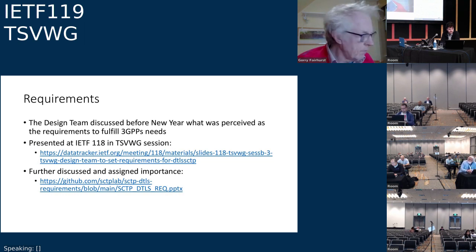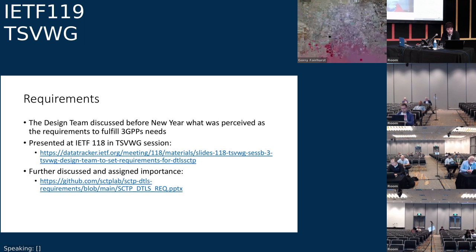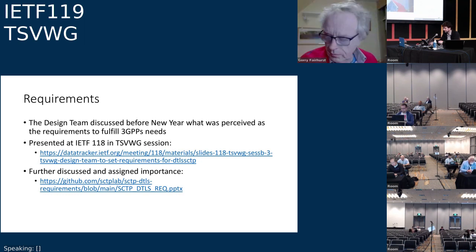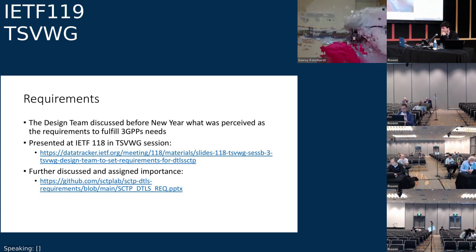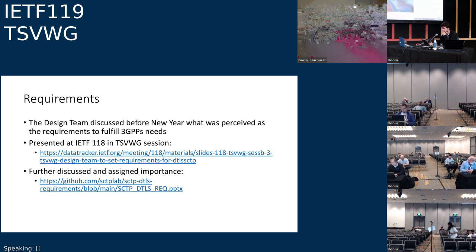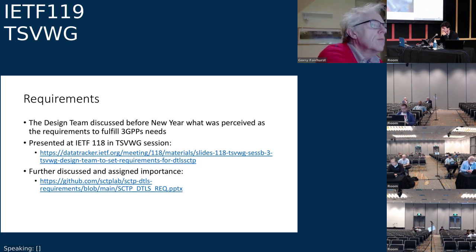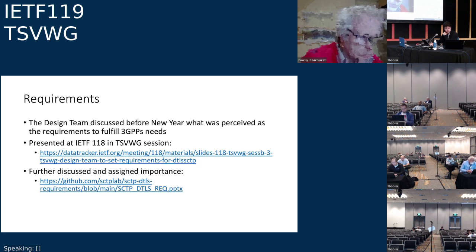So when it comes to the general requirements, the design team discussed this before New Year. We had a fairly good understanding already by the last IETF when we presented the last time. So we do think we know our view on the 3GPP needs, what's been discussed by the contributors in the design team. And what we did after the IETF was just discuss a bit more and assign some priorities to certain aspects. And that was captured in that PowerPoint slide on the GitHub as a working material. So let's go on to the next slide.